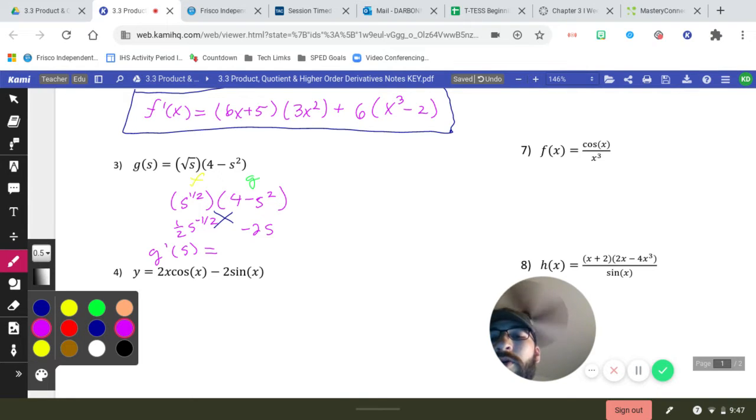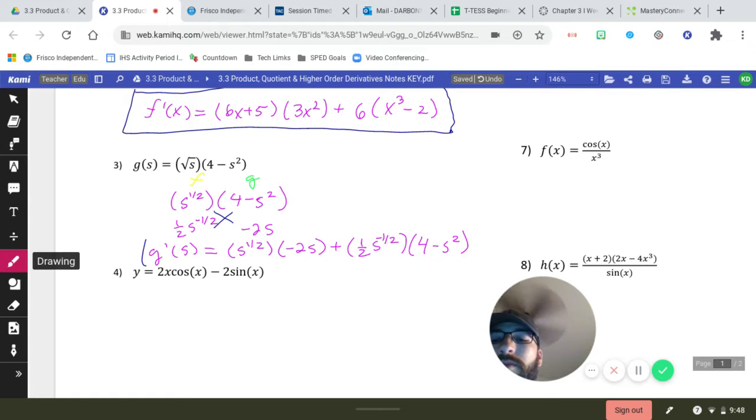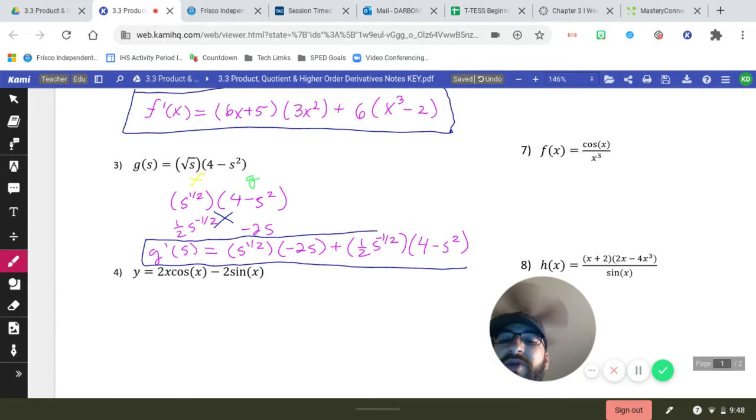is equal to s to the 1/2 times negative 2s plus 1/2 s to the negative 1/2 times 4 minus s squared. So a little extra work on this one first, but otherwise pretty straightforward.